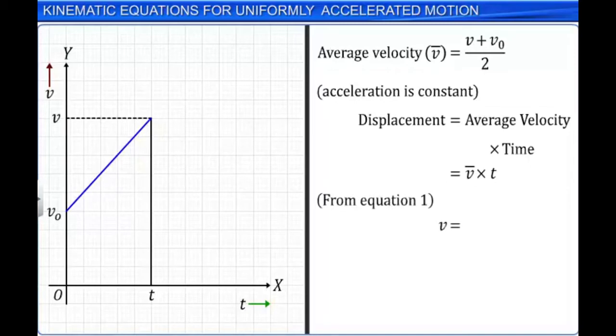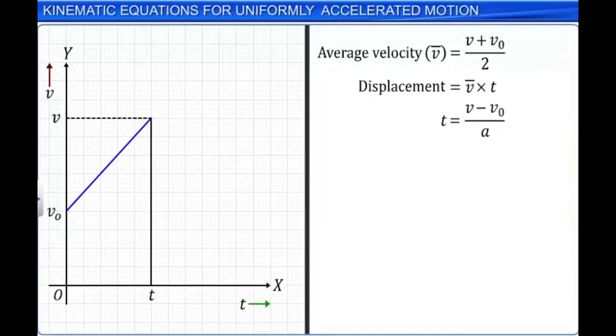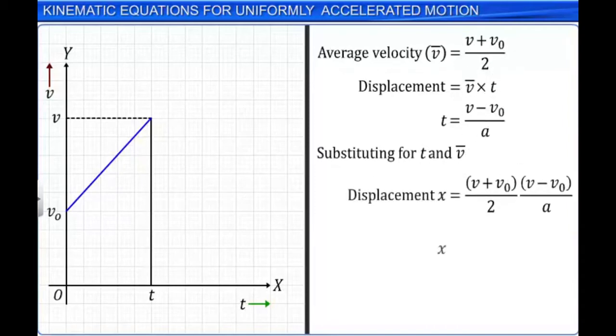Substituting the values of t and v' in the equation for displacement, we get x equal to the ratio of the difference between v square and v0 square, and twice the value of a. By rearranging the above equation, v square is equal to v0 square plus 2ax. This is equation 3 of motion.